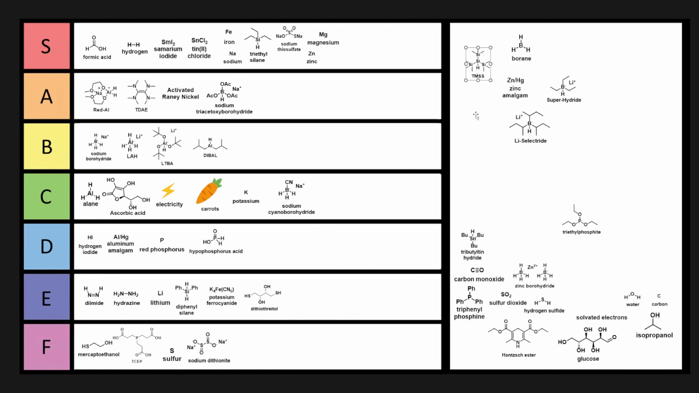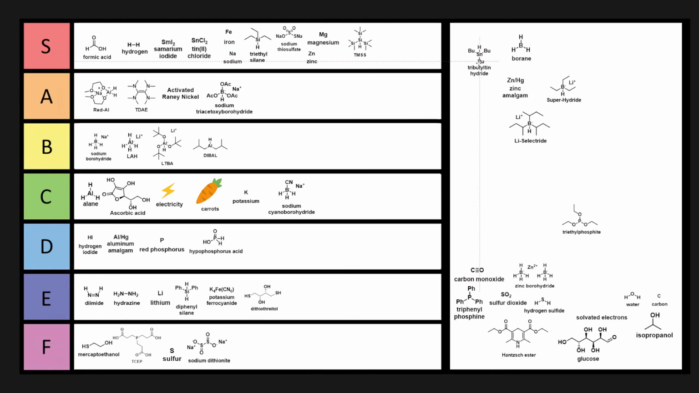TMSS. TMSS is tris-trimethylsilylsilane, and this is kind of like a reagent of the future to replace tributyl tin hydride. So if you ever need to reduce a carbon radical, you can reduce a carbon radical with TMSS. That'll just form a CH, and then you'll form a silyl radical that can go and do other chemistry. So TMSS, really good reducing agent. I'm going to put that in S tier.